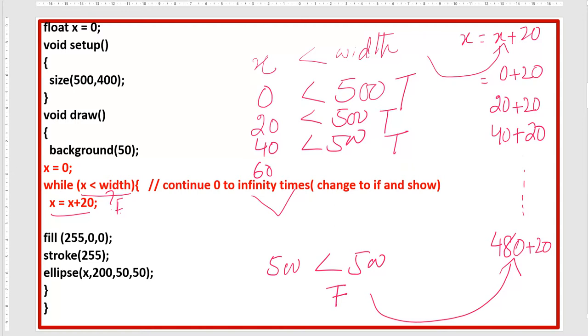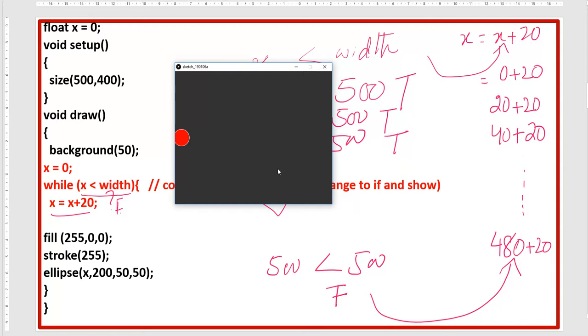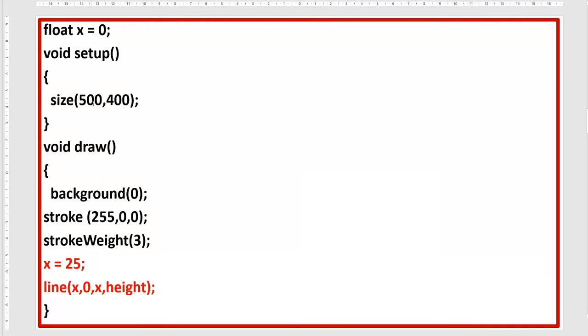So you will get only one ellipse. But the while loop will continue until this condition, the Boolean expression, becomes false. Okay, move on to the next slide, and here again I will show you the concept of a while loop. Suppose I want a vertical line on my canvas.